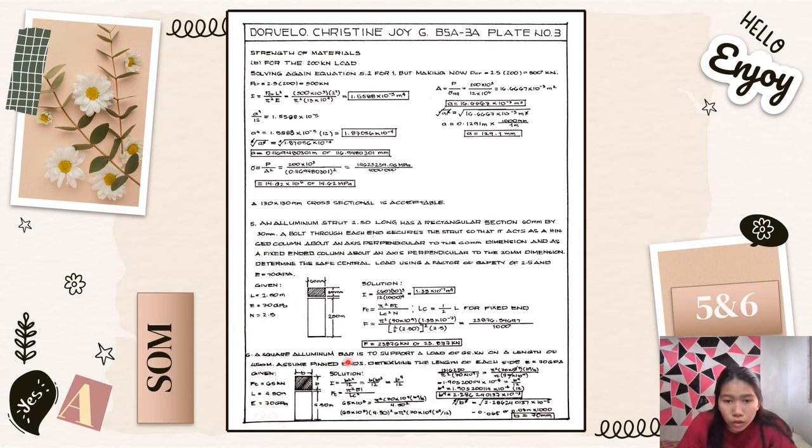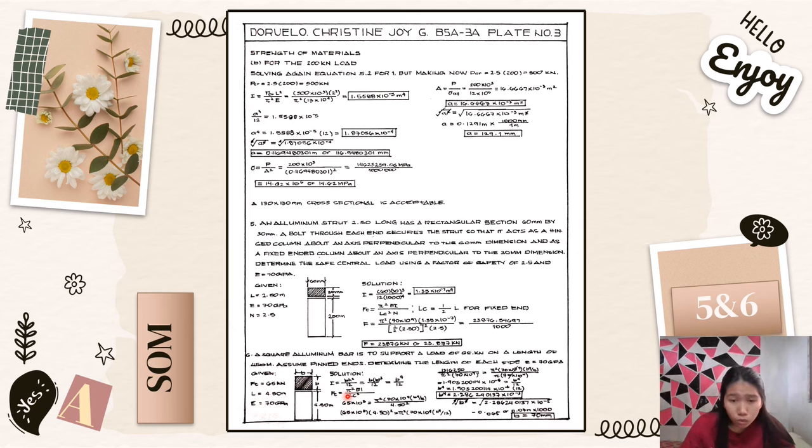So the last one is number 6. A square aluminum bar is to support a load of 65 kilonewton. A length of 4.50 meter assumes pinned ends. Determine the length of each side, E equals 70 GPa. So we have the given here. For FC is 65 kilonewton and L is 4.50 meter and E is 70 GPa. So this is the figure. So let's proceed for the solution.